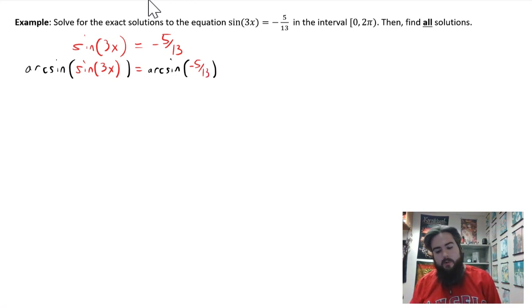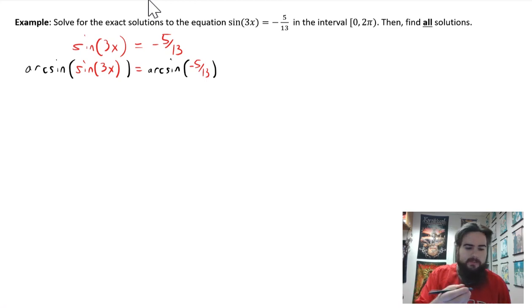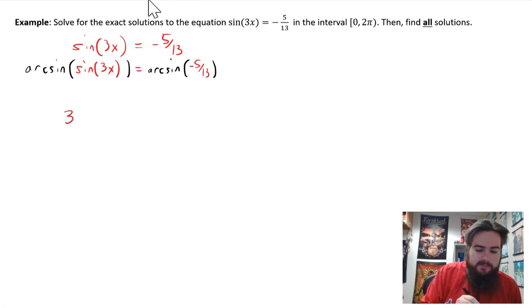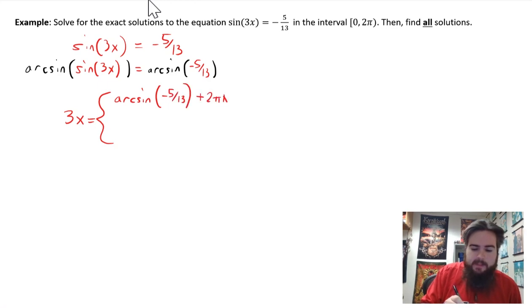In this case, since I'm going to apply an inverse trig function, I am going to go ahead and use the infinite solution sets that I know that arcsine is going to work with. What that's therefore going to look like here is 3x is equal to the first infinite solution set being arcsine of negative 5 over 13 plus 2 pi k. And the second infinite solution set is pi minus arcsine of negative 5 over 13 plus 2 pi k.